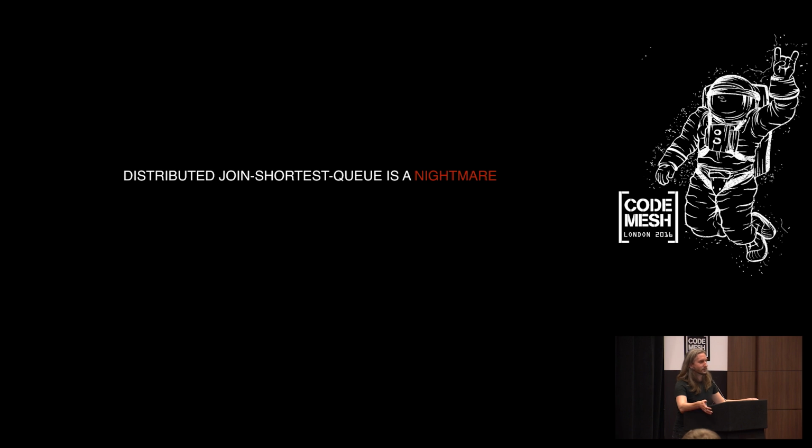Like every other kind of distributed system, as soon as you introduce shared state into it, it gets a lot more complicated, right? So in this case, if we wanted to do a distributed join shortest queue, we need to be able to share each individual load balancer's view of what the queue lengths are with each other, right? You have to somehow distribute that information. But if you do it in a way that does not take into consideration the fact that as soon as you share that information, it's already outdated, you end up with something like this.